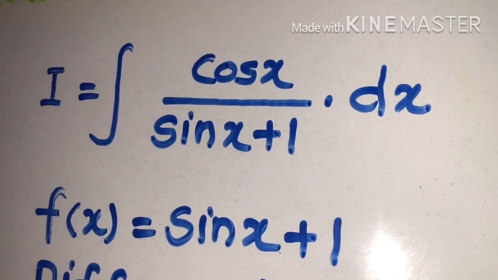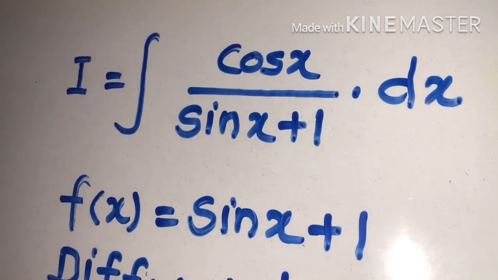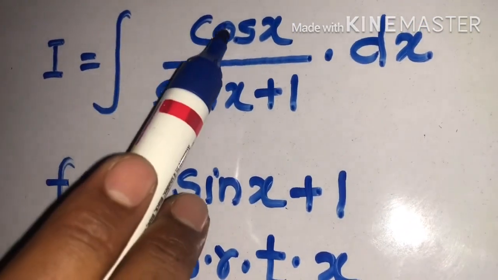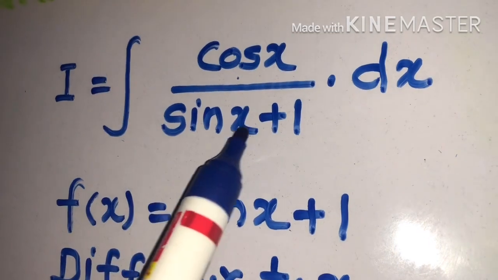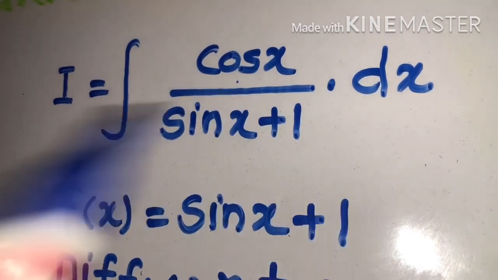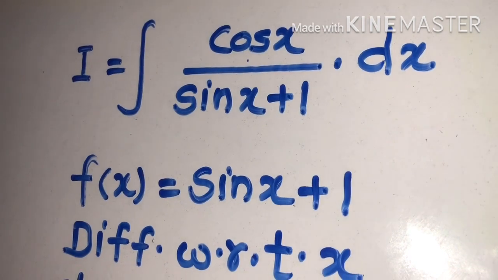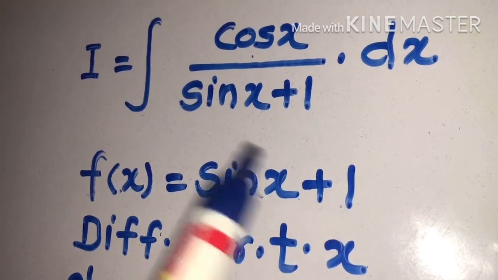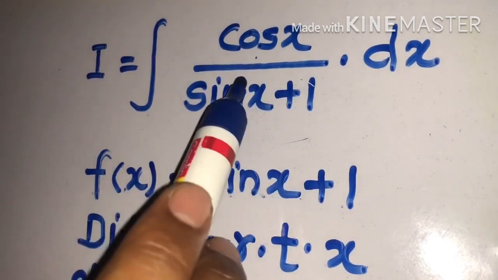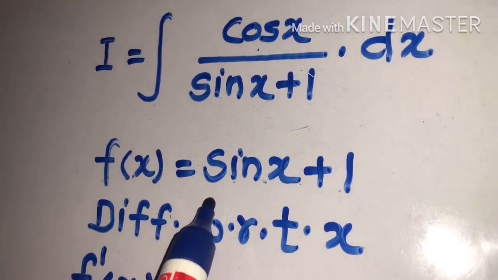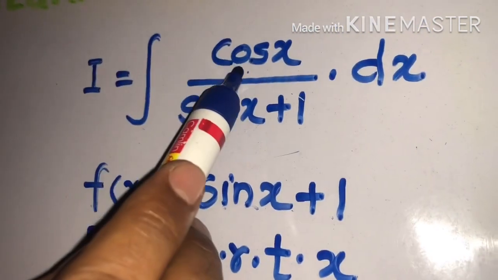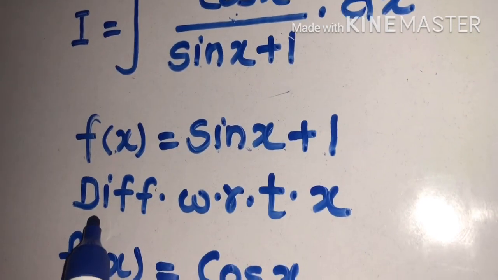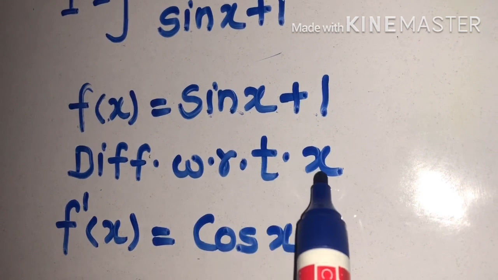Now we are going to take one more example based on the same result. Your question is the integration of cos x upon sin x plus 1 into dx. If I take the function f of x as sin x plus 1, which is your denominator, and if we differentiate it, its derivative must be present in the numerator. So let's find out its derivative. We are going to differentiate with respect to x.